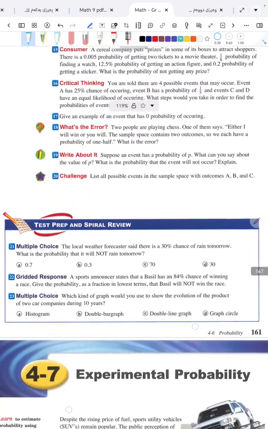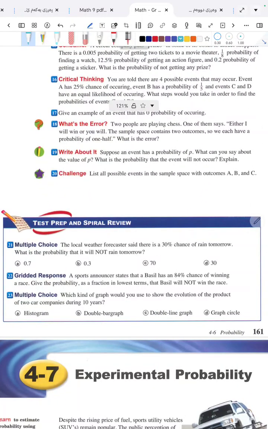Okay. Question 21. We have probability of 30% rain tomorrow. What's the probability of not rain? Pay attention. What's the complement of 30%? It is 70%. As a decimal, it's 0.7. Check the multiple choice. Which one appears here? As you can see here, we have 0.7. We have 70, but it is without the symbol of percent. That's why this one is not correct. So it will be 0.7.